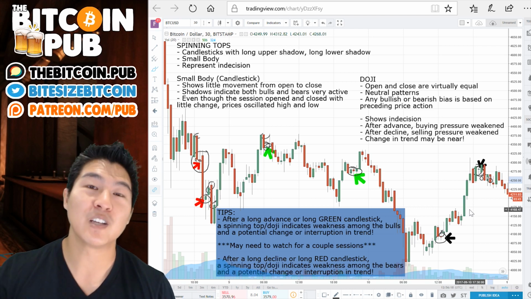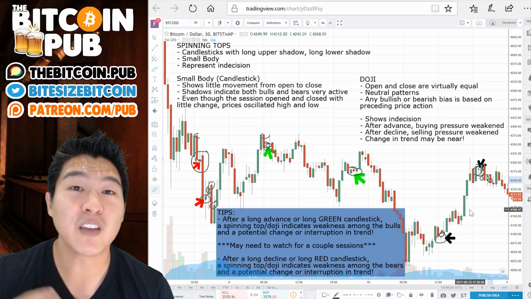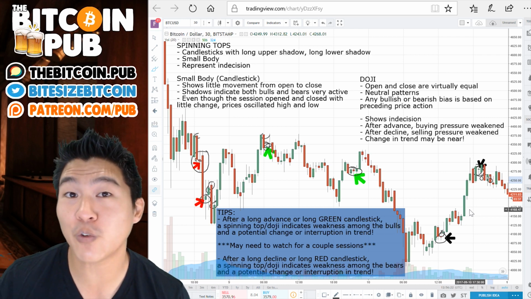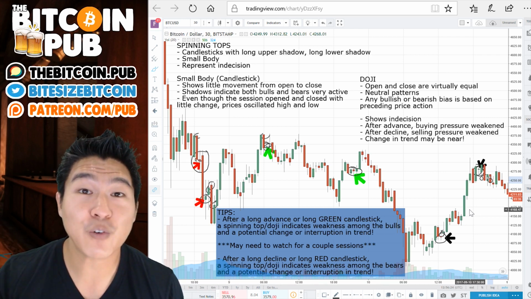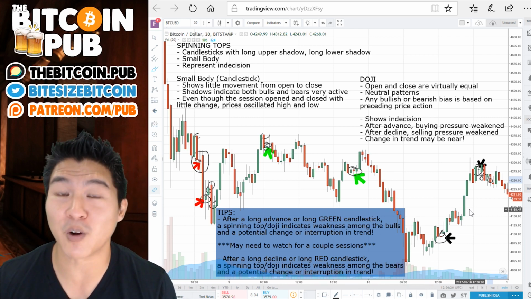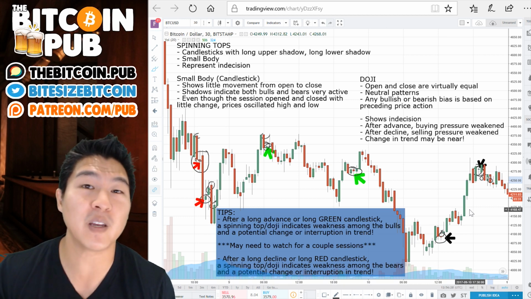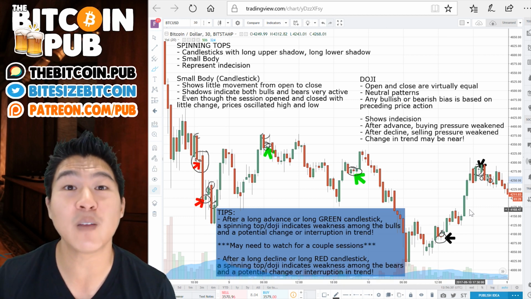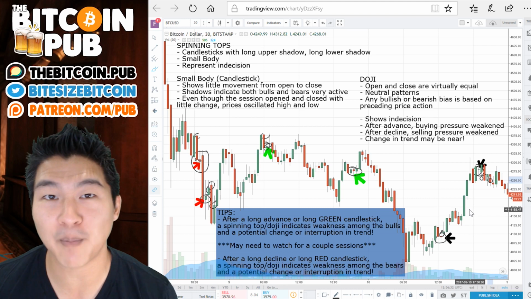Today's takeaway is for you to leave a comment below. Give us feedback on one of your favorite altcoins. What generally happens when there's indecision in the market? What happens when you see a spinning top and when you see a doji, and what does that mean? Give us your feedback below.